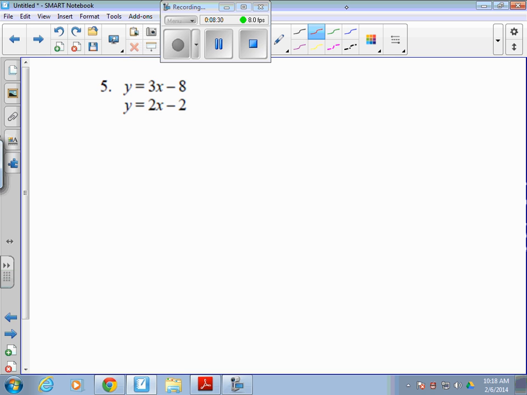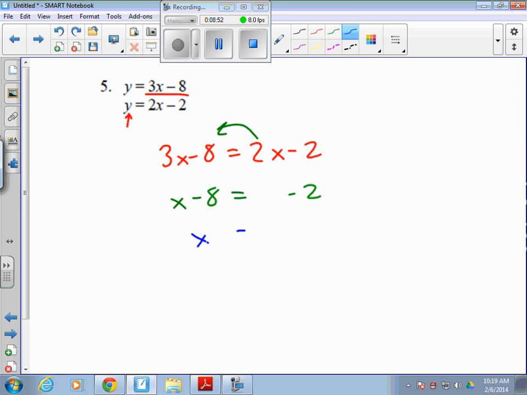Number 5, we're solving by substitution. Again, we'll do this one a little bit quicker. Sub that value in place of y for that equation. So 3x minus 8 equals 2x minus 2. Move 2x over by subtracting it. It leaves you with 1x on that side. Move your value negative 8 over by adding it, and you get x equals negative 2 plus 8 is positive 6. There's your value for x.